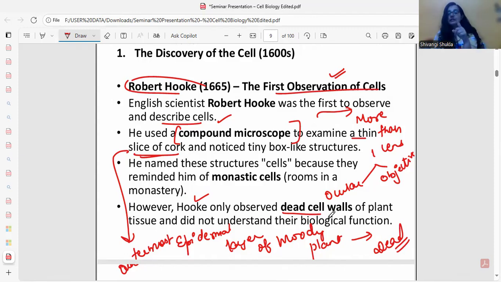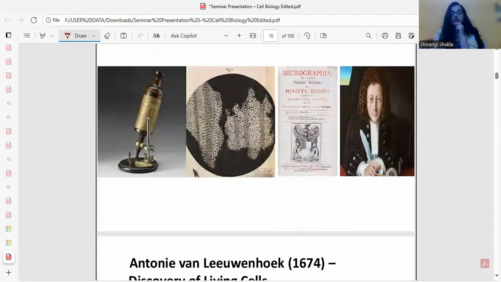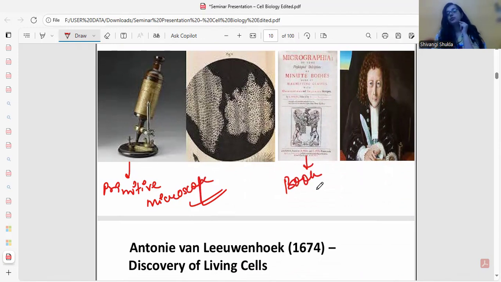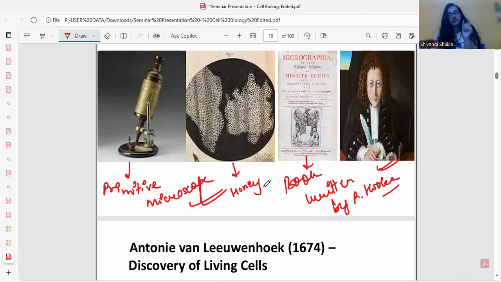He observed only the cell wall, and that is why the honeycomb-like structure, you can see it over here. This was the primitive microscope that Robert Hooke had used. Primitive microscope. And then you can see the book written by Robert Hooke, Micrographia. Here we can clearly see the honeycomb only because of the cell walls. We do not see any cytoplasm. We do not see any nucleus over here.